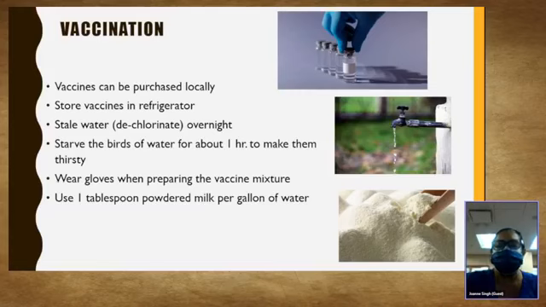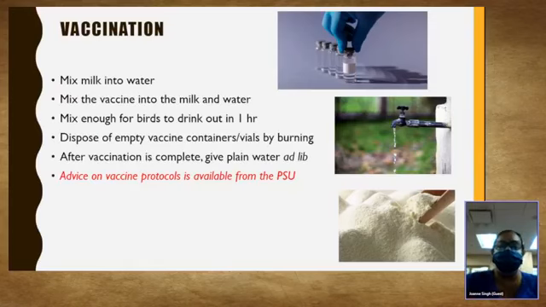All right, just a few points here for vaccination. Vaccines can be purchased locally. Depending on the brand or what type of vaccines you are buying, those vaccines are stored in the refrigerator. You need to use dechlorinated water to mix those vaccines. You starve your birds of water about an hour before you vaccinate so that they drink all the vaccinated water out. You always wear gloves and you use milk to prepare your vaccine, based on which brand you are using and the instructions given. So this is just a continuation of how you do your vaccination.